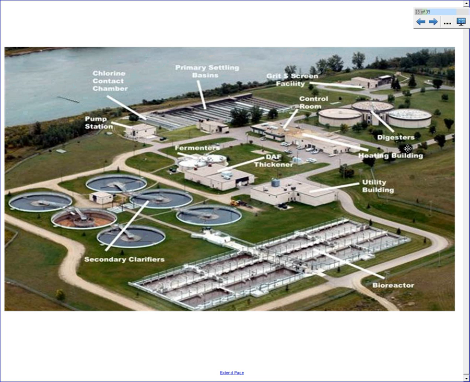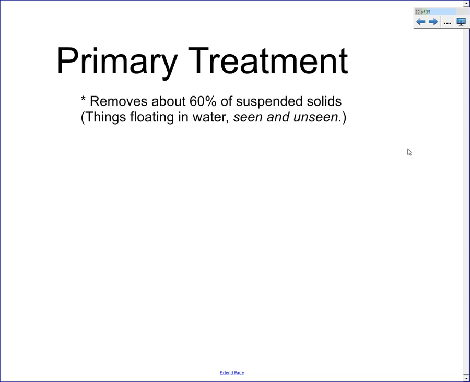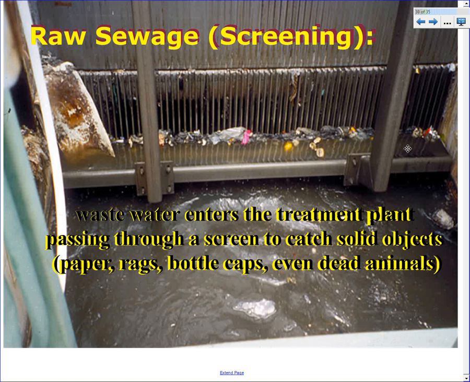Now, first is the primary treatment. Your primary treatment is only going to remove about 60% of the suspended solids. These are the things floating in your water that you can see or you cannot see. The very first step of the primary treatment is called raw sewage, which is screening. Your raw sewage screening is going to treat the wastewater by allowing the water to pass through a screen. It's going to catch your large objects, things like paper, bottle caps, even dead animals. All that's in the water. So it captures those things.